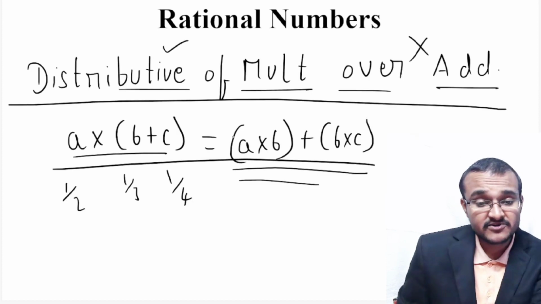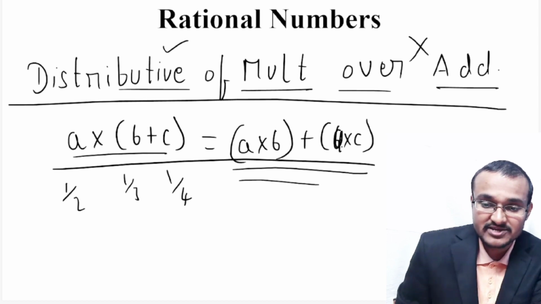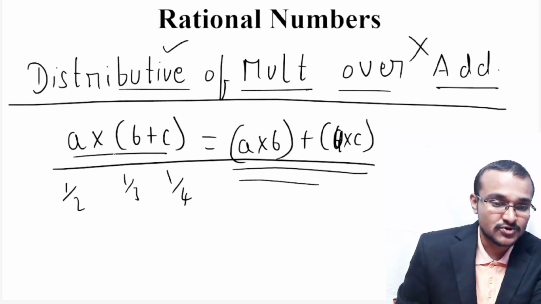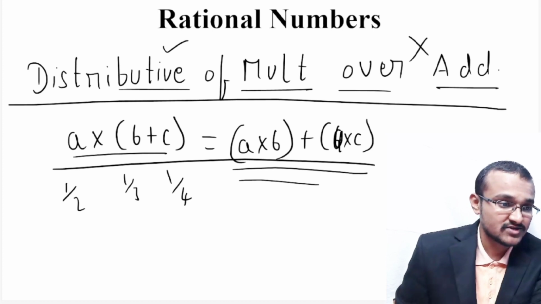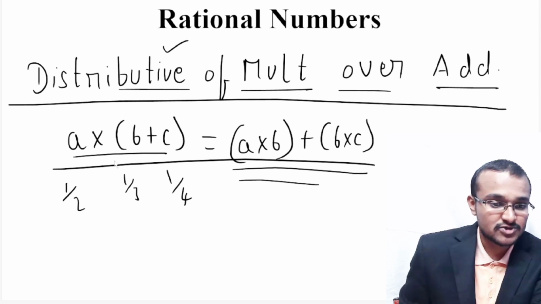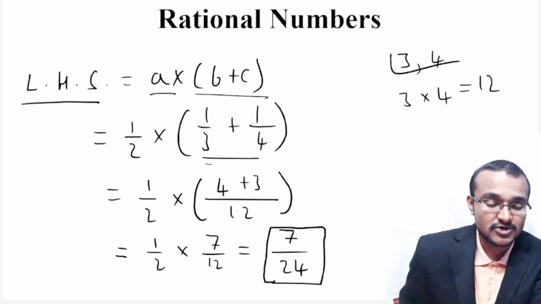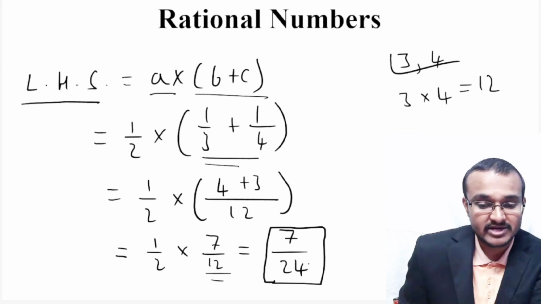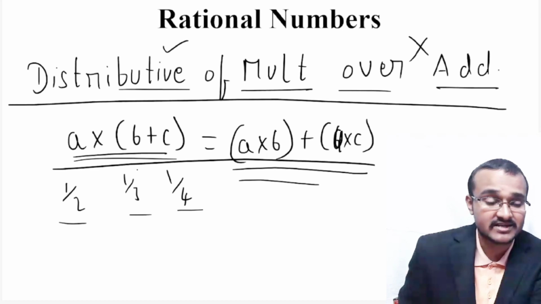So here the equation for this distributive property is A into B plus A into C, not B into C. It is actually A into C. So A into (B plus C) should be equal to A into B plus A into C. Now we have taken 1 by 2, 1 by 3 and 1 by 4 as our rational numbers, and we have solved the LHS part, that is A into (B plus C). We solved B plus C and got 7 by 12. So 1 by 2 into 7 by 12 is 7 by 24. Now we have solved the LHS part of this equation.